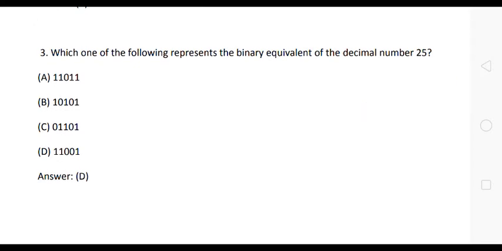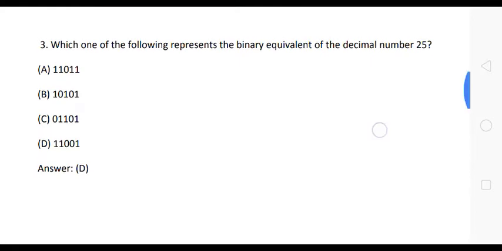Now let us see the next question. Which one of the following represents the binary equivalent of the decimal number 25? Here the correct answer is option D, 11001. Okay friends, option D, 11001, represents the binary equivalent of the decimal number 25.